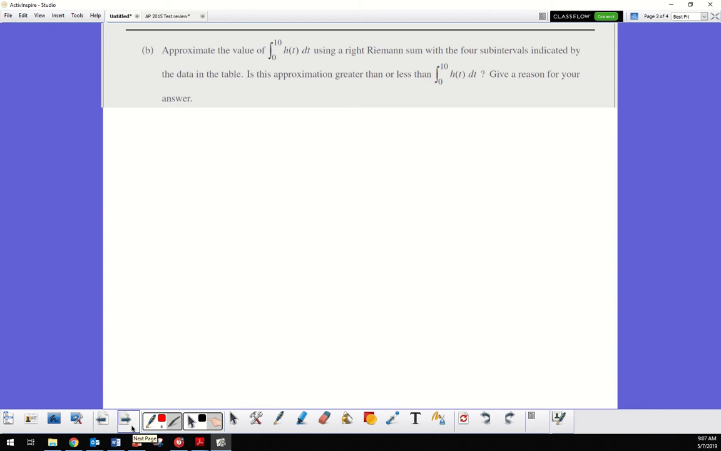Approximate the value of the integral from 0 to 10 of h of t dt using a right Riemann sum with the 4 subintervals indicated by the data in the table. Is this approximation greater than or less than the integral from 0 to 10 of h of t dt? Give a reason for your answer. So, let's set up my function. It's going to be h of t, the integral from 0 to 10, and that's dt.